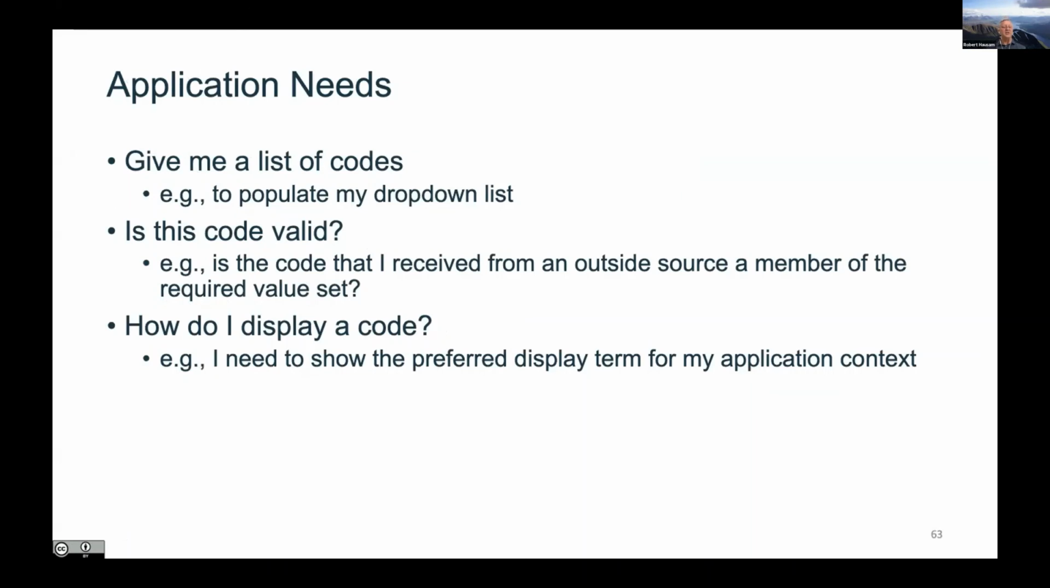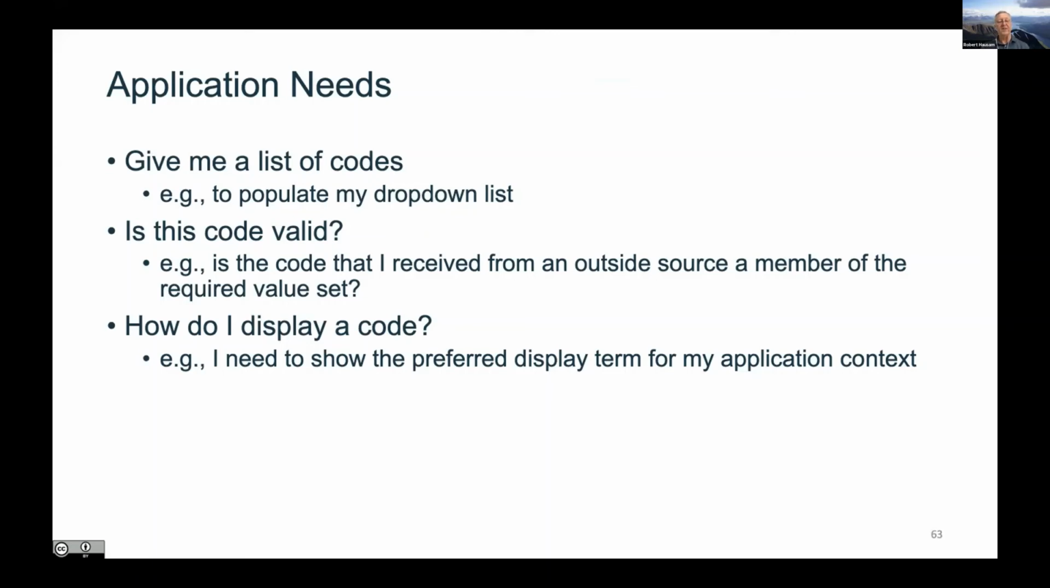And some of the things that we do with it: applications may need a list of codes, maybe to populate a drop-down list for user selection. It might come from a value set, for example. Or I've got data that somebody sent me, and I need to find out, is it valid? Did they send me good stuff or bad stuff? I need to know if this code is actually a valid SNOMED code or something like that.